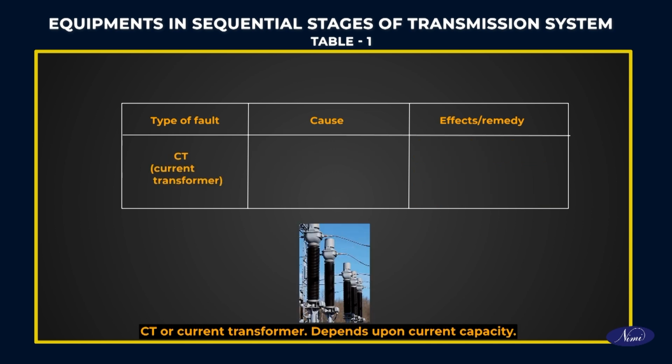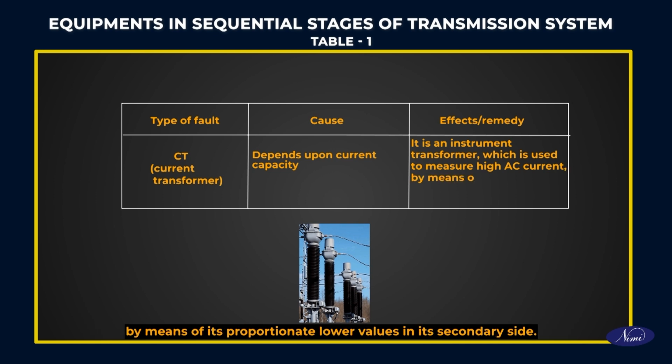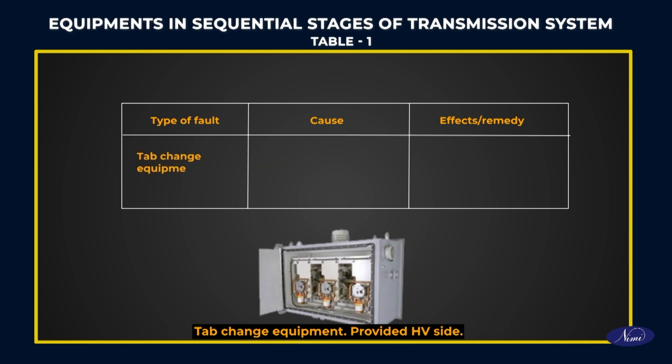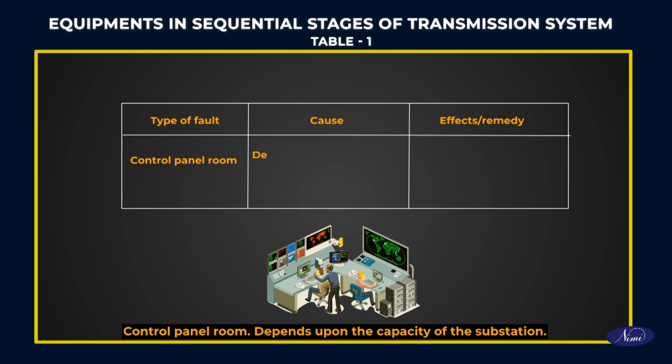CT or current transformer depends upon current capacity. It is an instrument transformer which is used to measure high AC current by means of its proportionate lower values in its secondary side. Tap change equipment, provided on the HV side, is used to regulate the output voltage manually according to the line voltages. Control panel room depends upon the capacity of the substation.